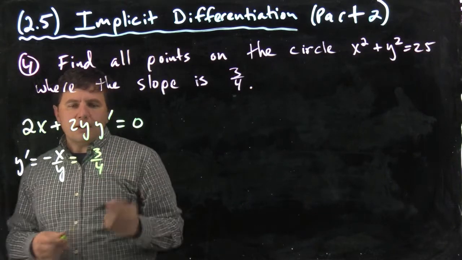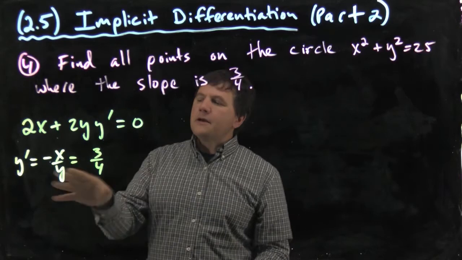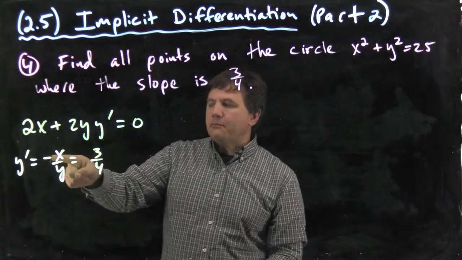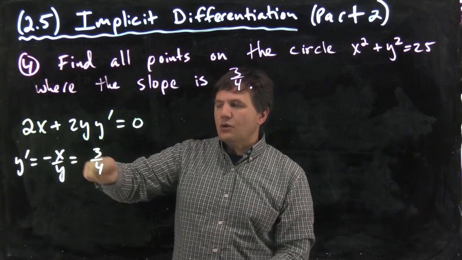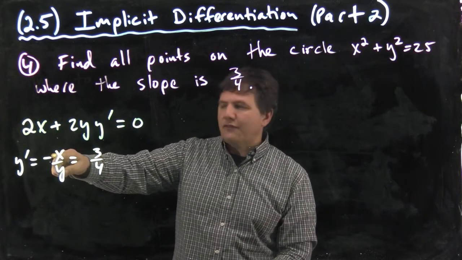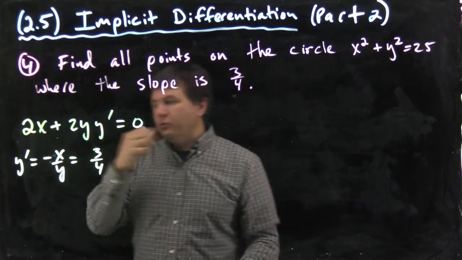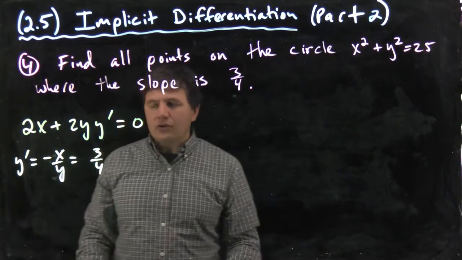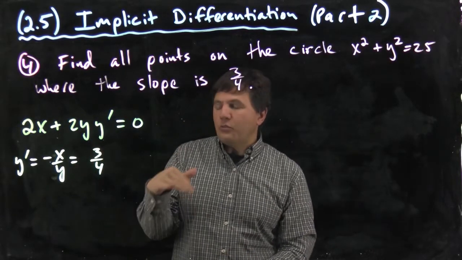By the way, this is also similar to the problem where they ask, does it have horizontal lines? Realize if they ask for a horizontal line, or where the tangent lines are horizontal, that would be 0 instead of 3/4, which means the numerator would have to be 0. And also sometimes they'll ask when the line is vertical, which means it won't exist, which means the denominator is 0. So just different takes on this. This is just the slope is 3/4.